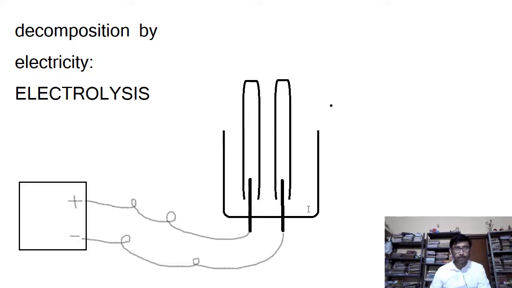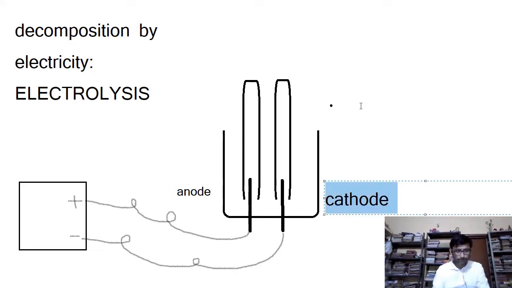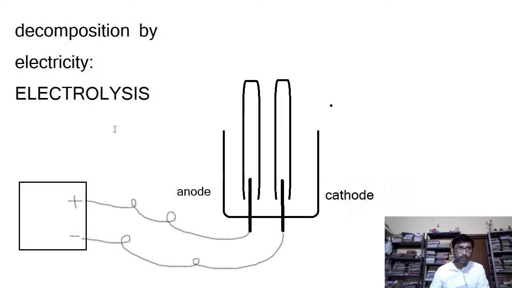So this one, which is connected to the positive terminal, becomes the anode, and the other one here, which is connected to the negative terminal, becomes the cathode. Right. So this one is the anode and this one is the cathode. Now we're going to fill up this thing with some water, like this, and we are also going to fill up the test tubes with water.